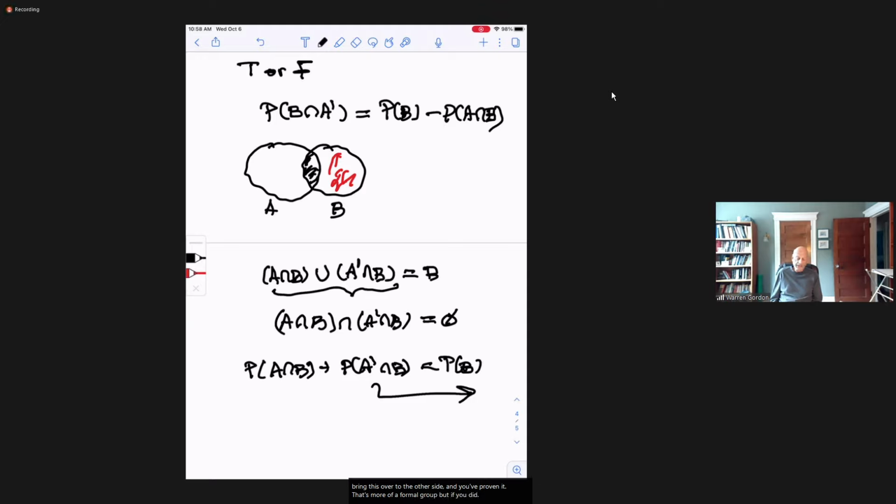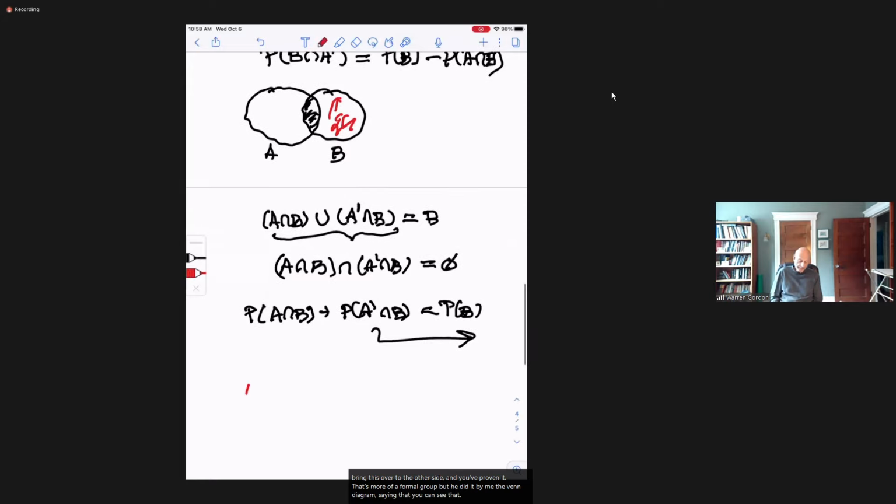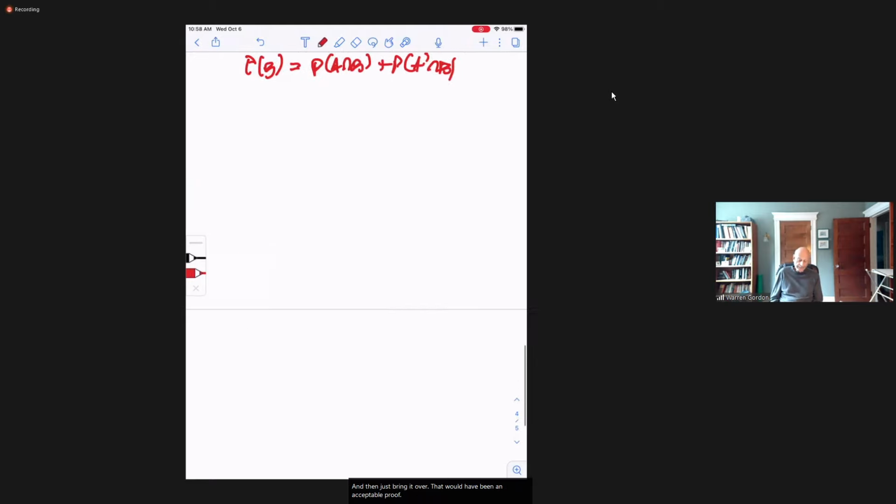But if you did it by means of Venn diagram, saying that you can see that P of B is just equal to P of A intersection B plus P of A complement intersection B, and then just bring it over, that would have been an acceptable proof. Okay. By the way, if there are questions along the way, now is the time to ask them, okay?